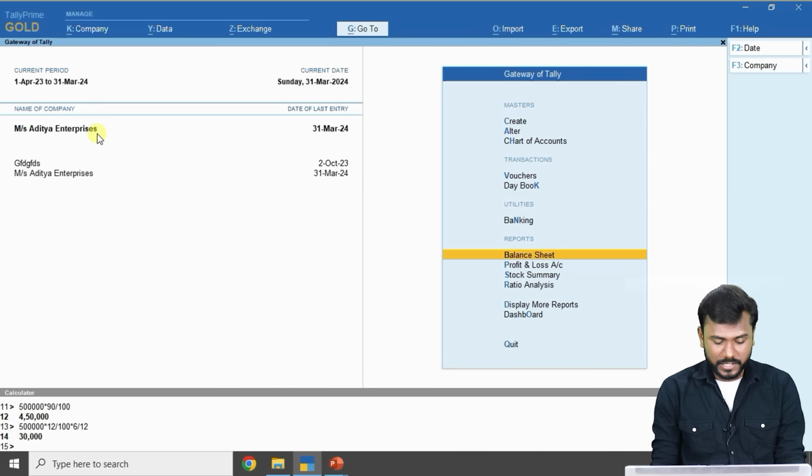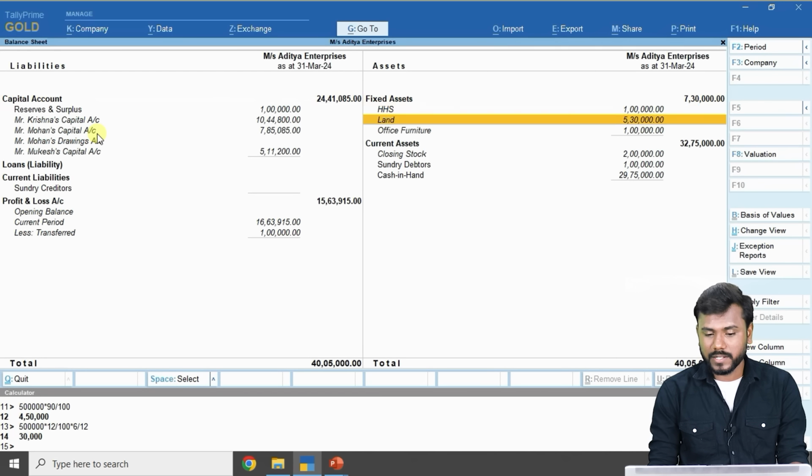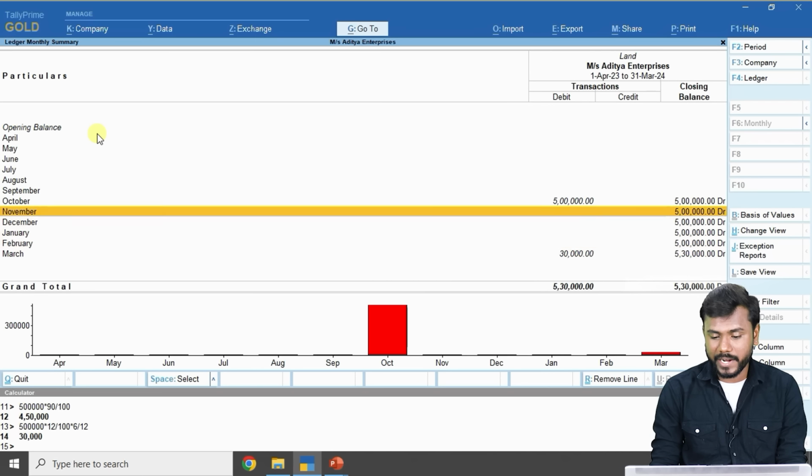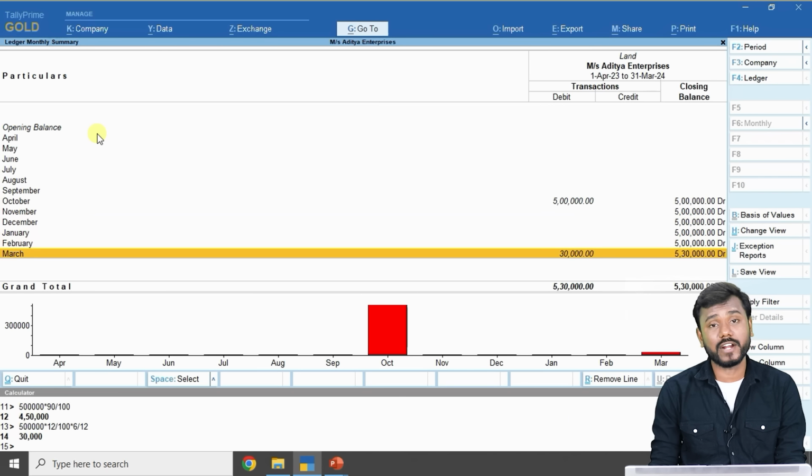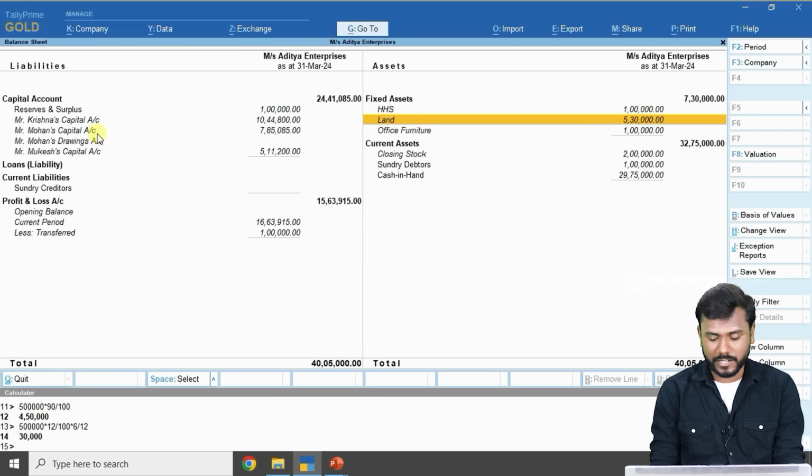That's clear. At the same time, in the balance sheet, the land closing value also increased. The amount invested on the land was 5 lakhs and appreciation on land was 30,000. So the closing value of the land is 5 lakhs 30,000.